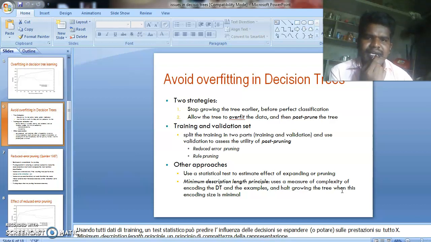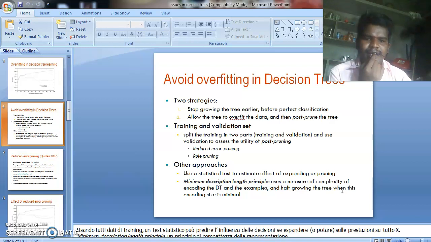In a decision tree, here are the two strategies to avoid overfitting. The first is to stop growing the tree earlier, before it perfectly classifies the data. The second is to allow the tree to overfit the data and then prune it. These are the two strategies for avoiding overfitting. And next one, training and validation set.